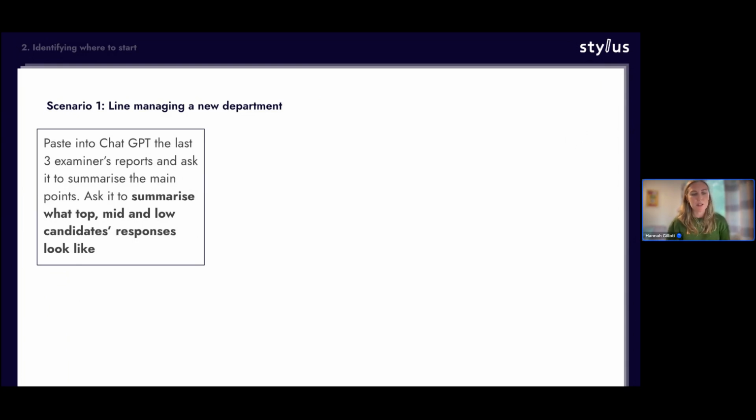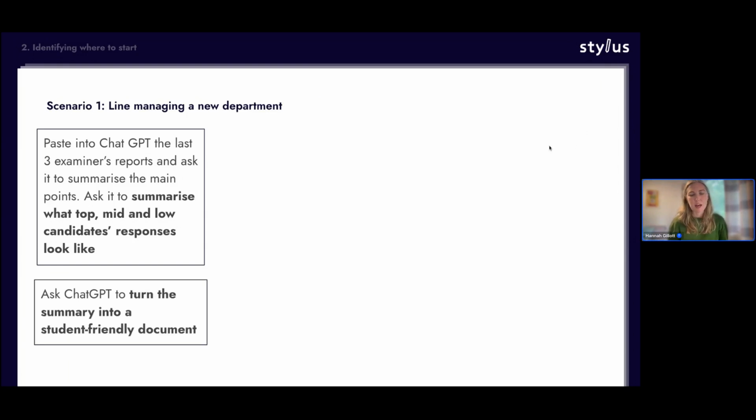It might be that you can use EEF reports as well. Maybe there's some research there that you can ask ChatGPT to summarise. So what does the top end absolute gold standard look like within this subject area, the mids and the low? Then we might, if it's appropriate, ask ChatGPT to turn that into a student-friendly document.